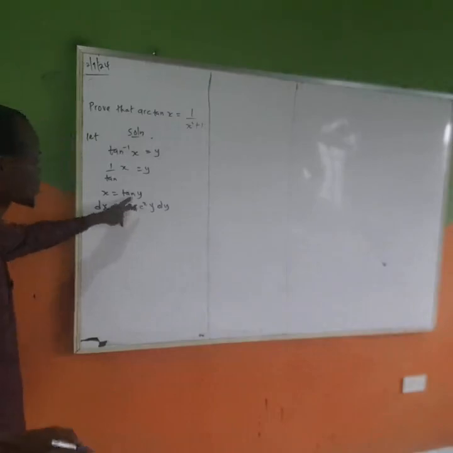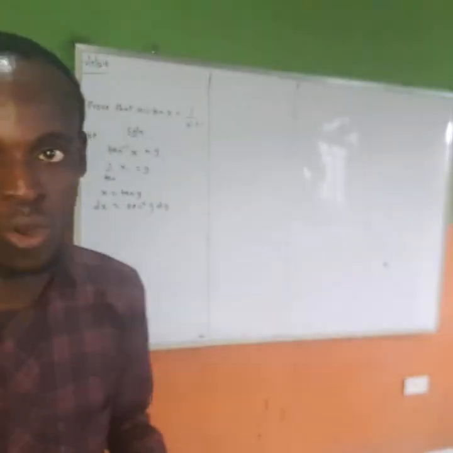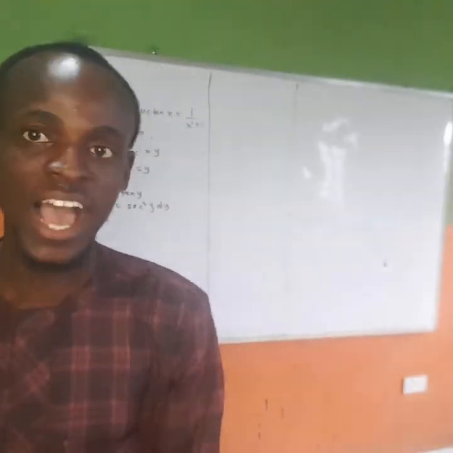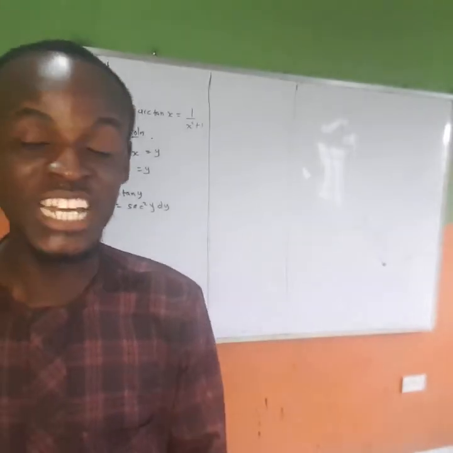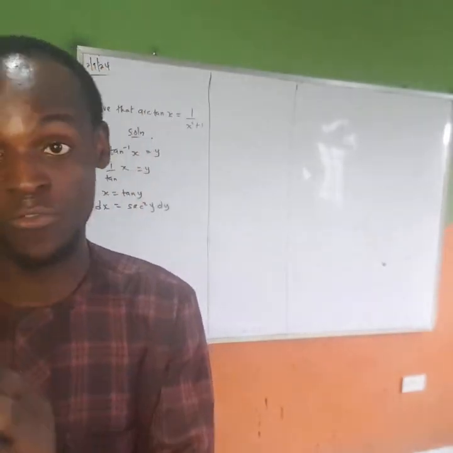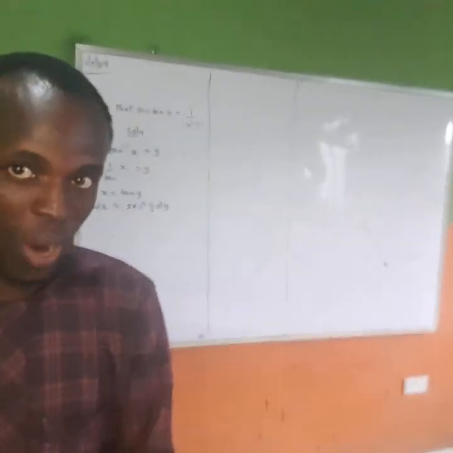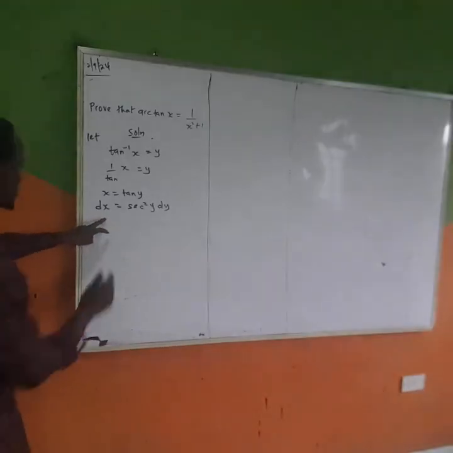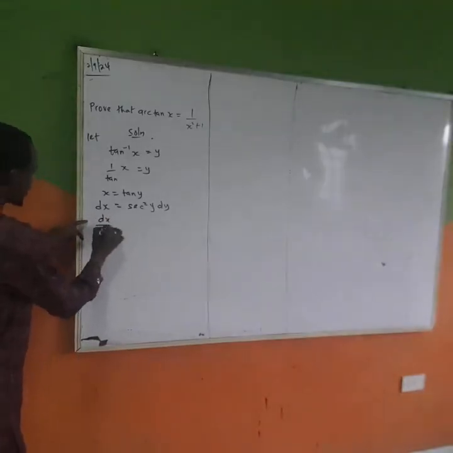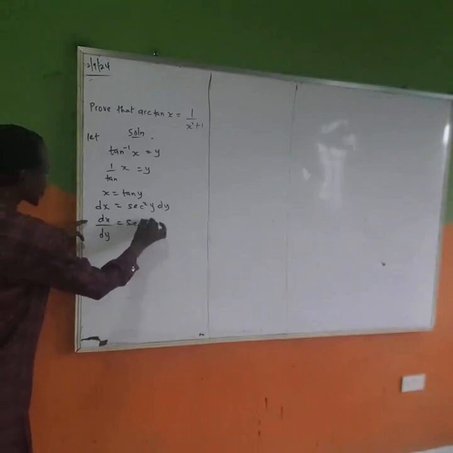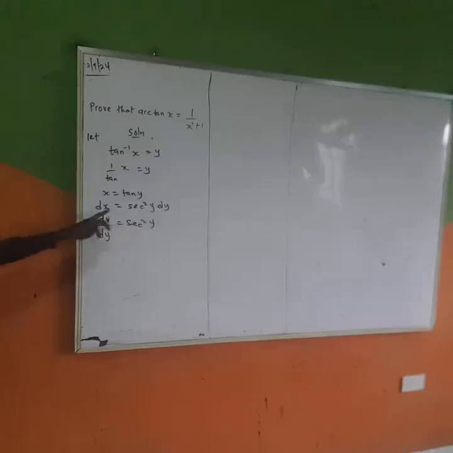Why dy? Because it's an implicit function. When we are differentiating an implicit function, especially y, you add dy after you have differentiated y. So the derivative of tan y is sec squared y dy. We can also rewrite this by dividing both sides by dy: dx over dy equals sec squared y.